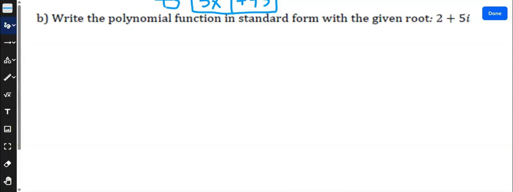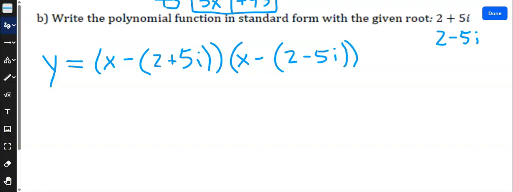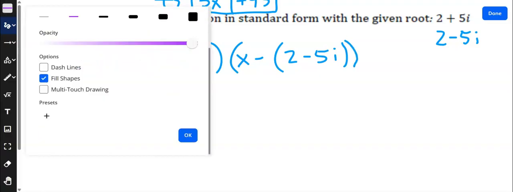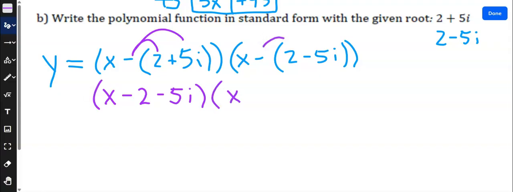Write the polynomial function in standard form with this, so that would also have a counterpart of 2 minus 5i. Okay, so now I've got my x minus 2 plus 5i. Oops, forgot my y equals. And my x minus 2 minus 5i. Of course, I'm going to recommend, as I have before, distributing the negative 1. So that'd be x minus 2 minus 5i, and distribute the negative, getting x minus 2 plus 5i.